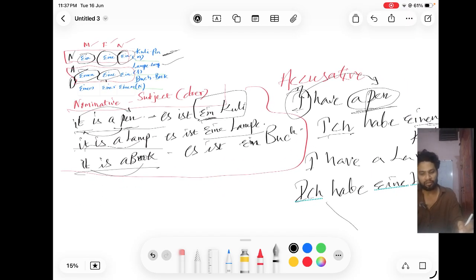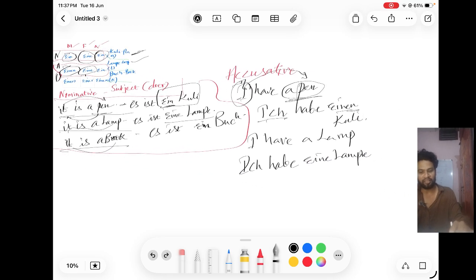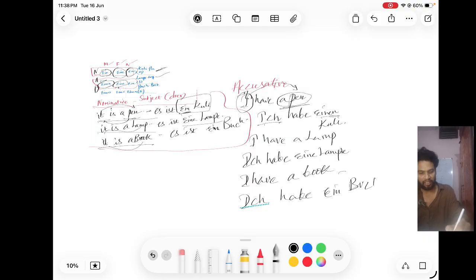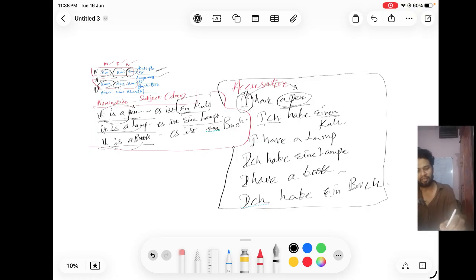So just go to the neuter. Neuter is "ein" in accusative. So here let's go to neuter. I have a book. How to say? "Ich habe ein Buch." Is it clear?